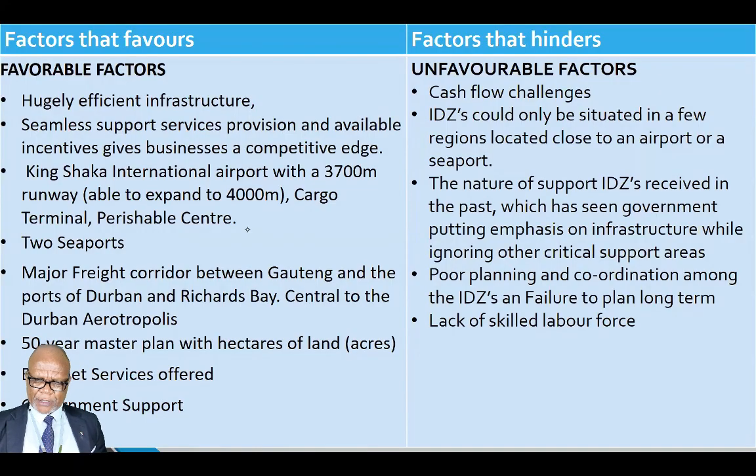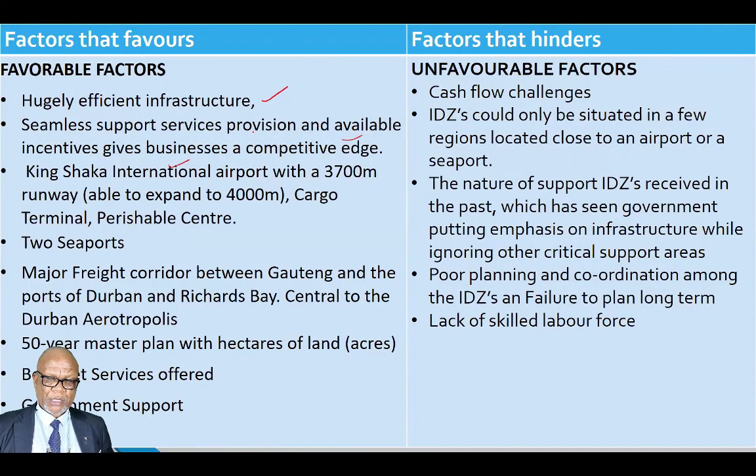Now, what are the factors that are favorable for the development of, not the Maputo corridor, we have now moved to the IDZ, the Dube Trade Port. There is hugely efficient infrastructure. We know KZN has got good infrastructure. There is seamless support services provisioning available. That gives business a competitive edge.